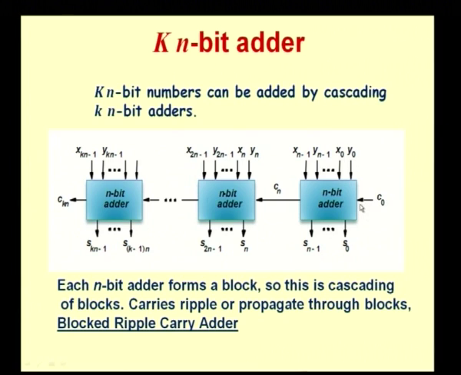So, I give C0 as input to this. Now, the output coming out of this entire n bit adder will be my Cn. Now, this will go as the C in input for this n bit adder.